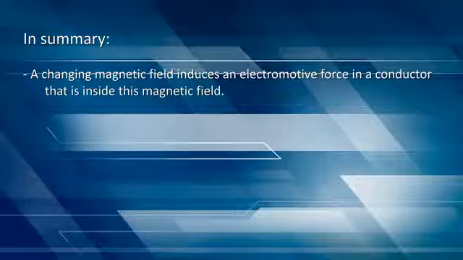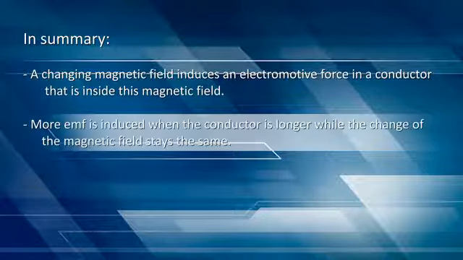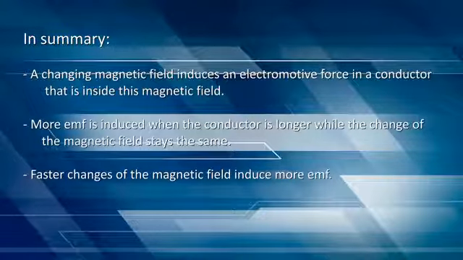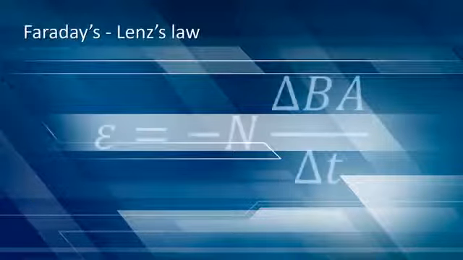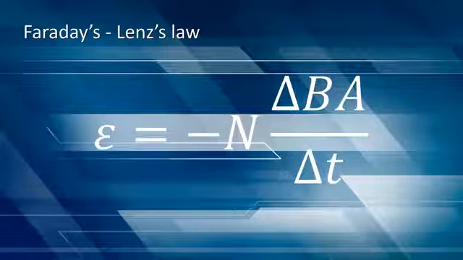A changing magnetic field induces an electromotive force, or EMF, in a conductor that is inside this magnetic field. More EMF is induced when the conductor is longer, while the change of the magnetic field stays the same. Faster changes of the magnetic field induce more EMF. Stronger magnetic fields also induce more EMF. And now we understand Faraday-Lenz's law.